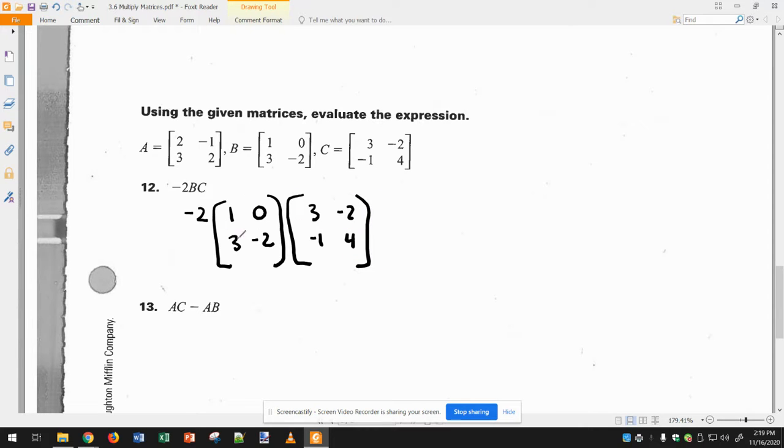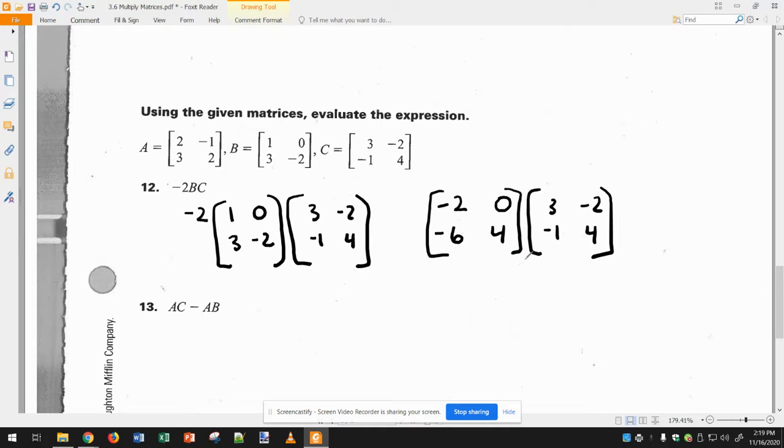So you could do this scalar multiple times the first one and just get that out of the way. So that becomes negative 2, because negative 2 times 1, and then negative 2 times 0 is 0. And then negative 2 times 3 is negative 6, and negative 2 times negative 2 is 4. Remember, if there's a number in front, we multiply by everything, but just on one of them. Okay, then we multiply these two matrices together.